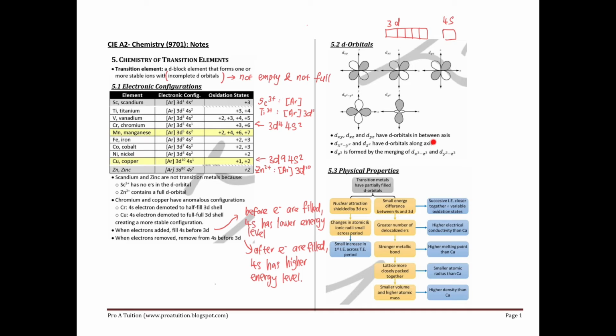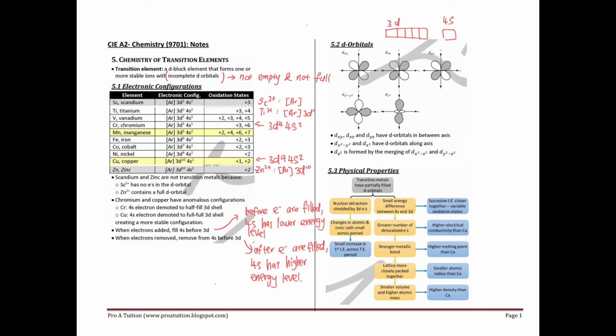I already explained. And why does dz squared look different in format from this? Let me try to explain. dz squared is formed by the merging of dx squared minus z squared and dy squared minus z squared. It is this and this that merge. Of course, you should be able to predict x squared minus z squared means the orbital on the x-axis and the orbital on the z-axis. This is orbital on the y-axis and orbital on the z-axis. These two merge, and at the end, it becomes on the z-axis only. How they merge, no need to care. We just take it as is.